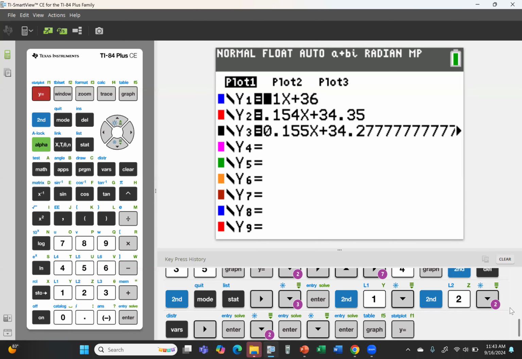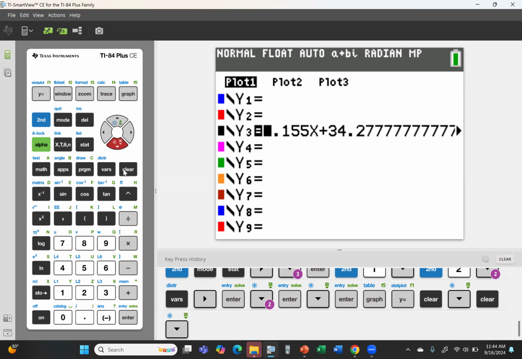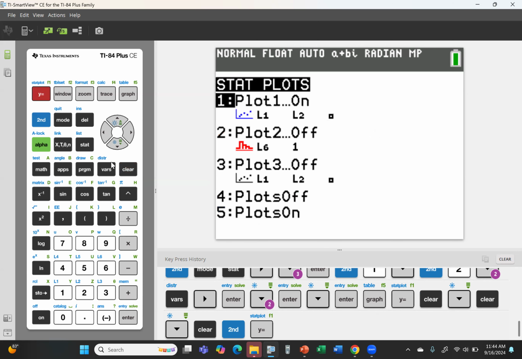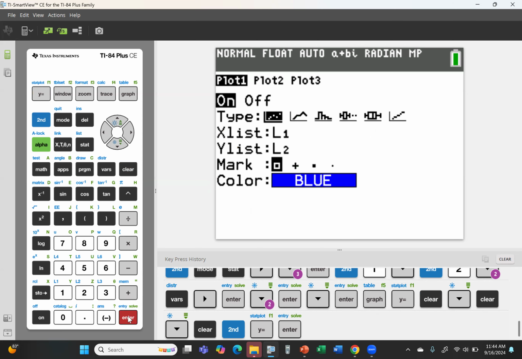I put my data in L3 and L4 because I didn't want to erase the previous problem's data. I am going to go into my y equals and clear all that stuff out because I don't want to graph my scatter plot and those lines on the same graph. Okay, so I'm going to go to my scatter plot. Second y equals, make sure the scatter plot's on, and then I need to change my x list and my y list to reflect where I put my data, which was L3 and L4.